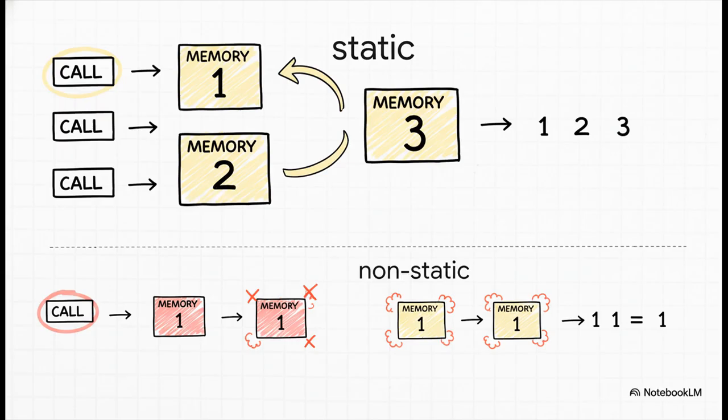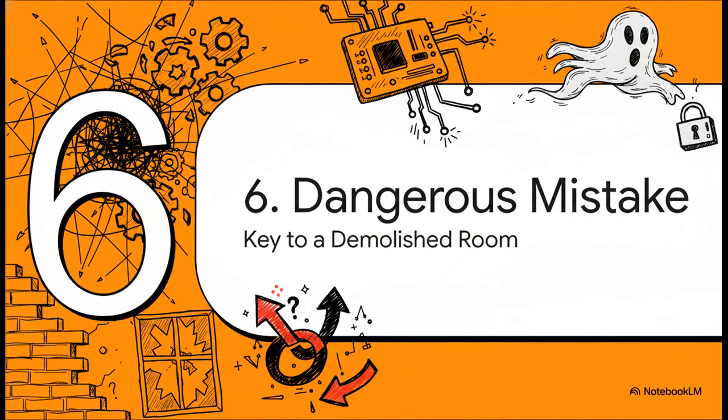If you took away the word static, what would happen? It would just print 111, because a normal local variable would be created and reset to 0 every single time. Big difference. And that brings us to our grand finale, the most dangerous mistake. Look, understanding scope and lifetime isn't just for exams. It's what helps us avoid some of the nastiest, hardest to find bugs in all of C programming.